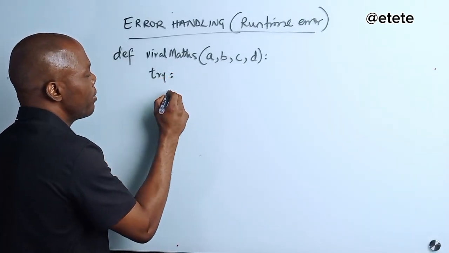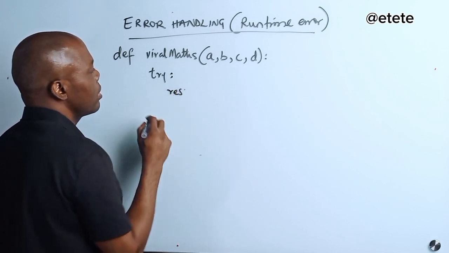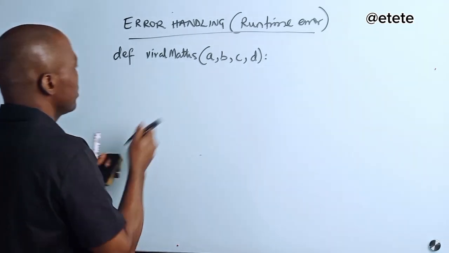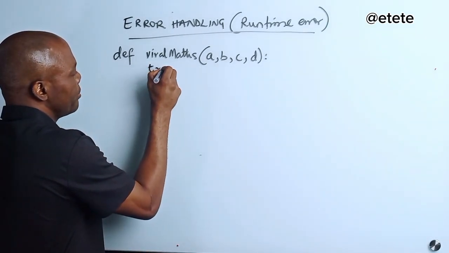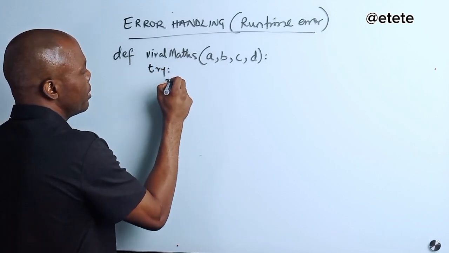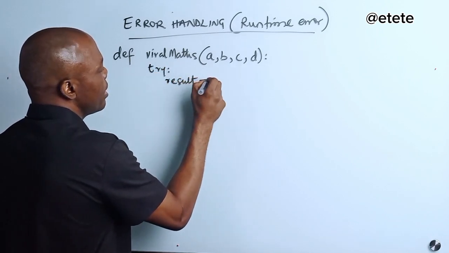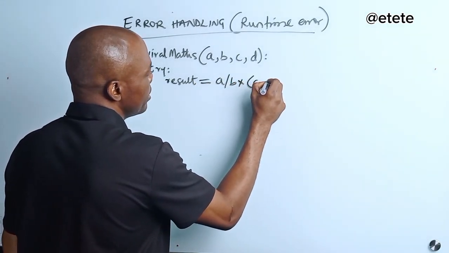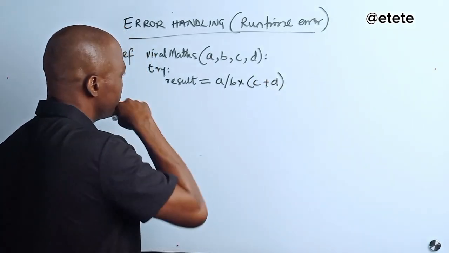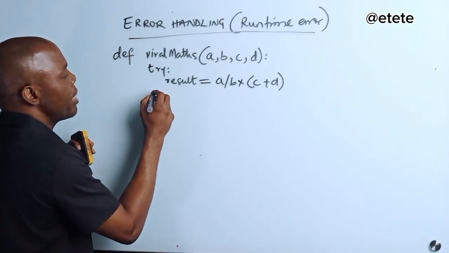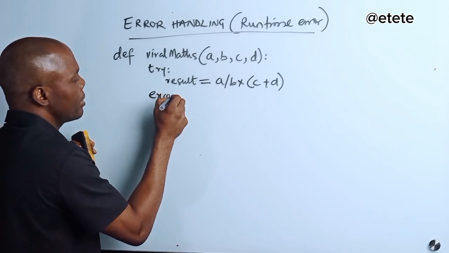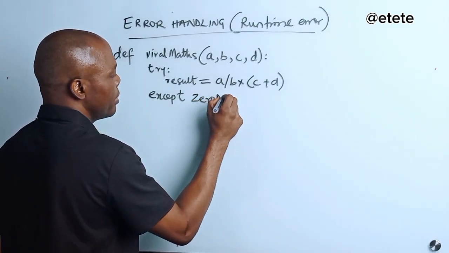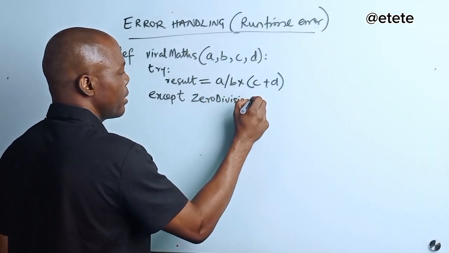Inside this try block, I will now write result. I'll say try block, then result, and I will assign A divided by B multiplied by parenthesis C plus D. This is my equation. Then I will come here and say except ZeroDivisionError.